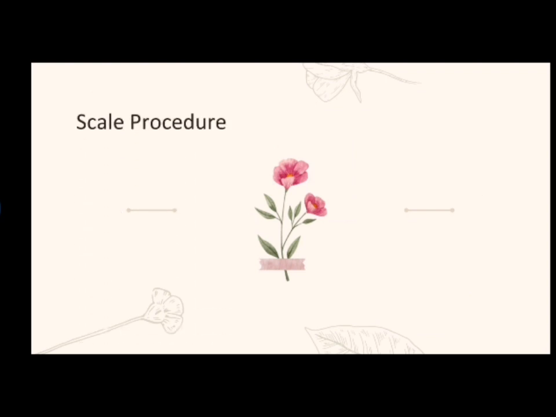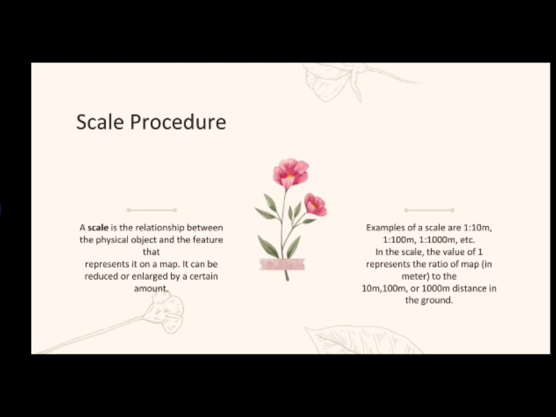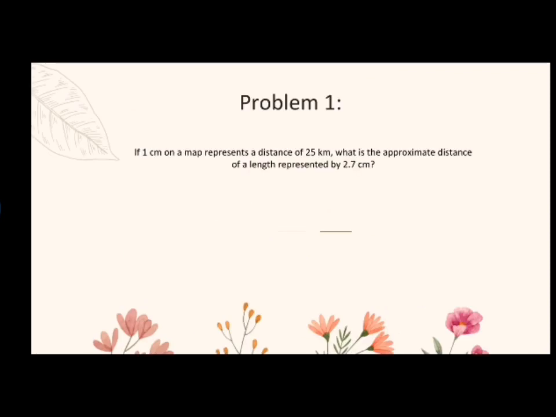So the scale procedure. A scale is a relationship between the physical object and the feature that represents it on a map. It can be reduced or enlarged by a certain amount. For example, the scale value of 1 represents the ratio of map distance, in centimeters or meters, to 10 meters, 100 meters, or 1000 meters distance on the ground. So let us try to solve problem number 1.